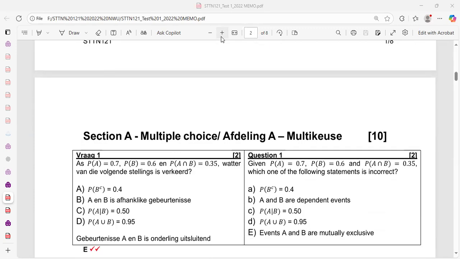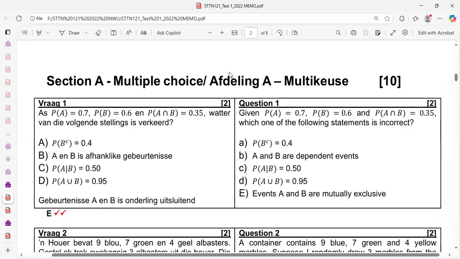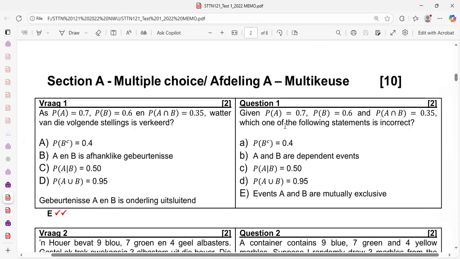The first question, let me just try to do it like this. All right, question one, they say, given the probability of A as 0.7, the probability of B as 0.6, and the probability of A and B equal to 0.35. So remember, guys, I told you in part one that this symbol is the intersection, A and B, the intersection of A and B.